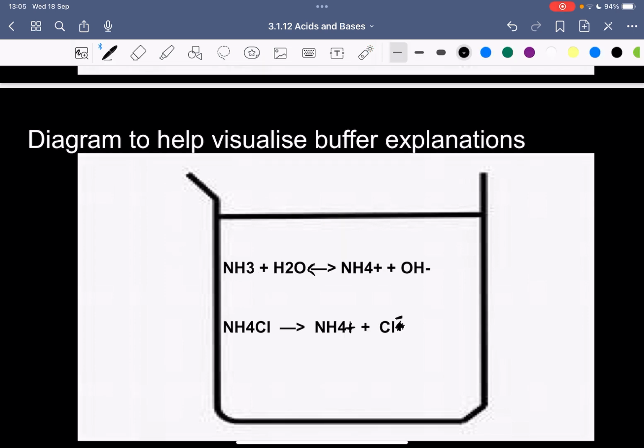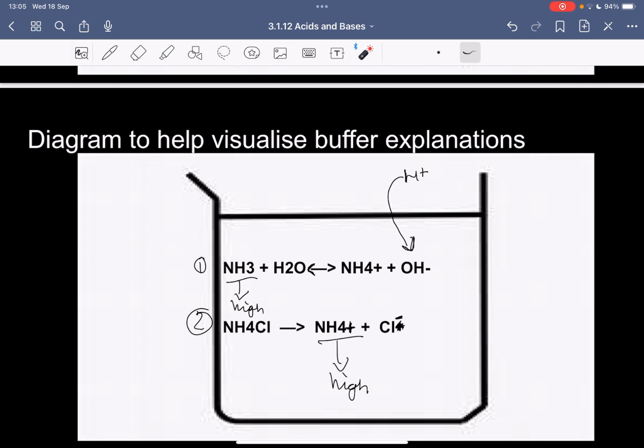Now you also need to know what happens with basic buffer solutions. Once again, we have reaction 1 and reaction 2. Now reaction 1 is in equilibrium, and we have high amounts of ammonia and high amounts of ammonium. Now when we add H+, these H+ ions react with OH-, and the reaction shifts to the right to regain all the OH- ions that you just lost. Therefore, the pH doesn't change because the OH- ions react with all the H+ that you have added.